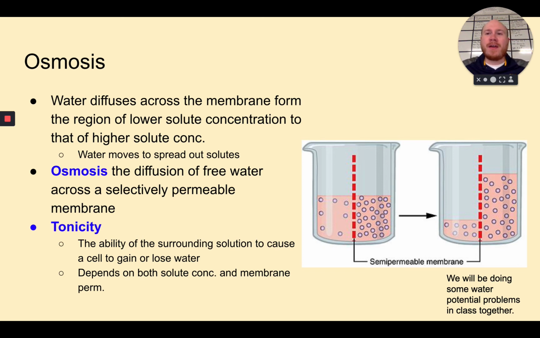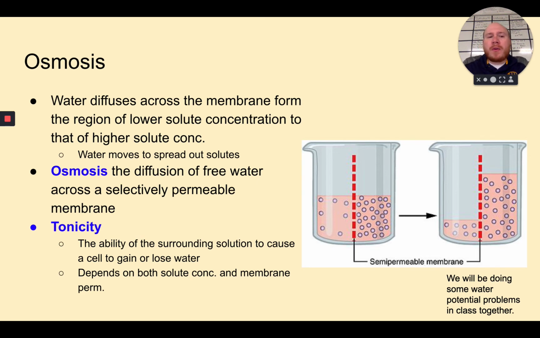Osmosis. And everybody's like, hey, the movie Osmosis Jones. And I'm like, yeah, but what is osmosis? So, osmosis is water diffusing across the membrane from a region of low solute concentration to higher solute concentration. So, osmosis is the diffusion of free water across a selectively permeable membrane. Water always moves to spread out solutes. Everything else goes from high concentration to low concentration, where it spreads itself out. Water likes to spread everybody else out, so it will always go from an area of low concentration to high.